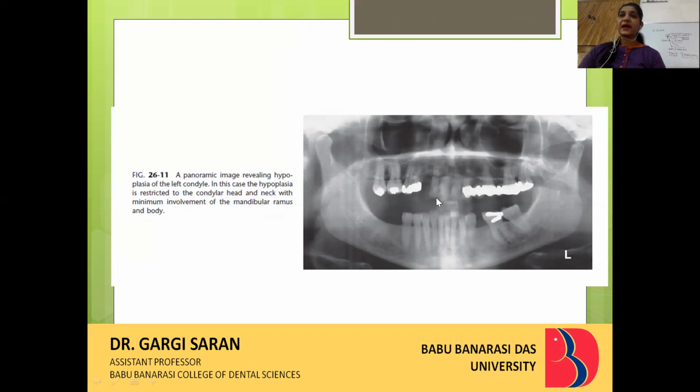This is a panoramic image revealing hypoplasia of the condyle. In this case, there is shortening of the condyle and the coronoid process. Here we can see minimum involvement of the mandibular ramus, and the condyle and coronoid process are not fully developed. So we can appreciate very well the hypoplasia of the condyle and coronoid process.